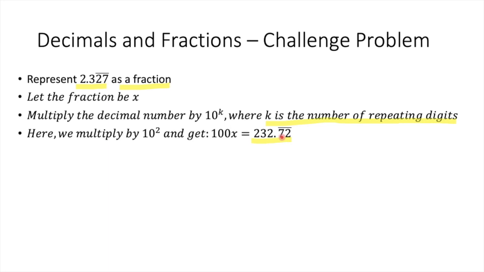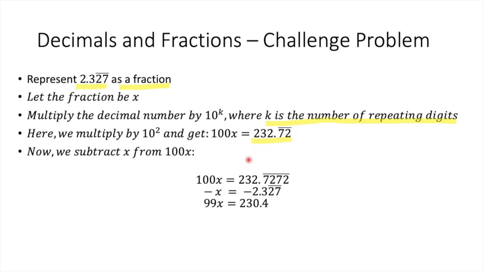Now we need to somehow eliminate this recurring part, and you will see now why we multiplied it by 100, because in the next step we will actually eliminate this entire recurrent part. So we will subtract x from 100x. And what does that mean? We will subtract 2.327 recurring, our original decimal, from 232.72 recurring. So that's what it would look like.